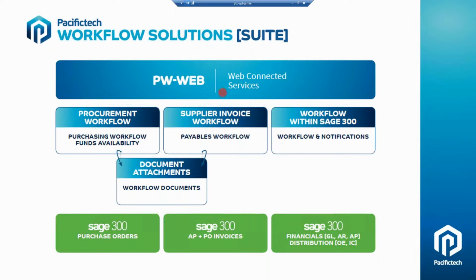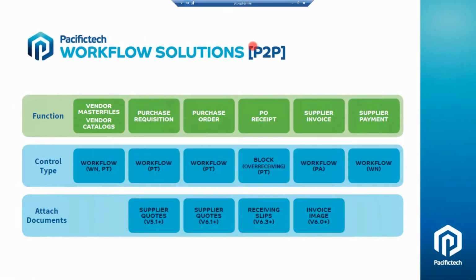And up above here is PW Web, which is the browser interface across all of those modules. Right, now this diagram is showing the whole P2P process, procure to pay, so the whole end-to-end procure to pay process. I won't go through this in too much detail today, but these are the 6 main steps of P2P in any ERP system.